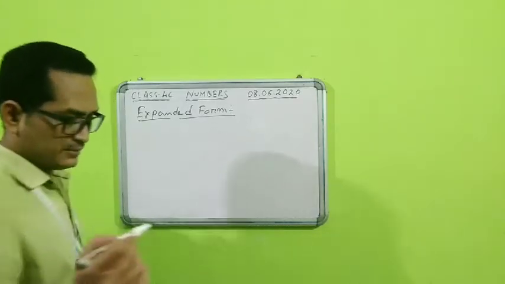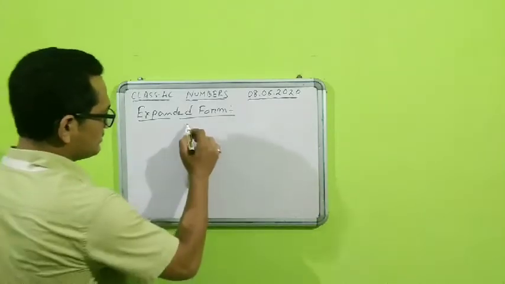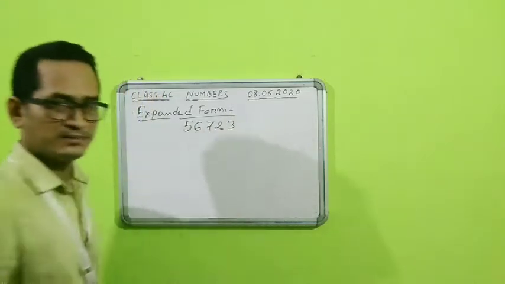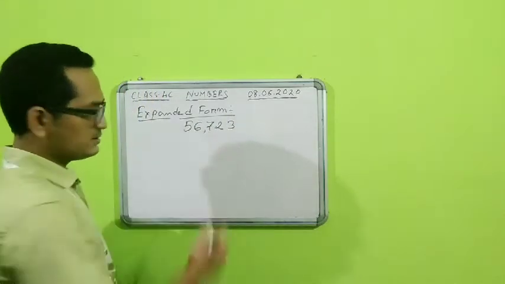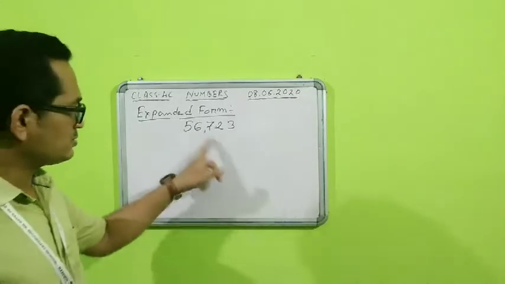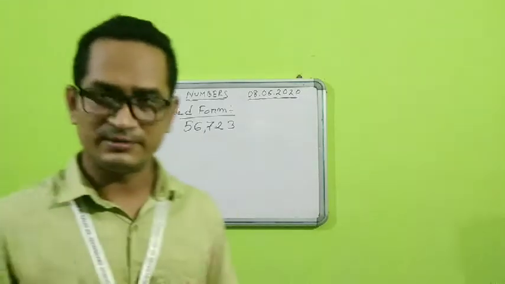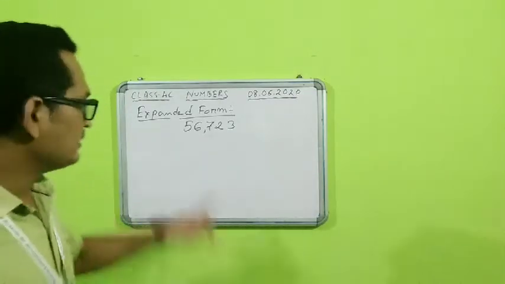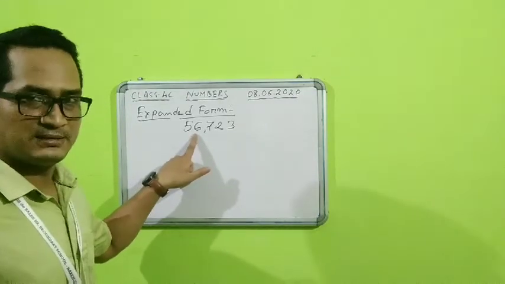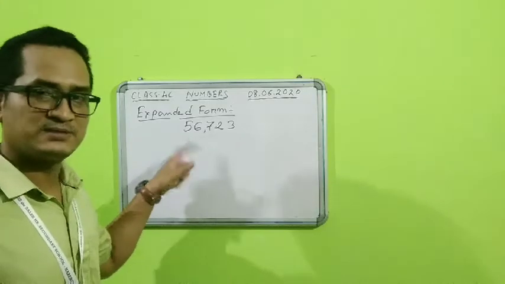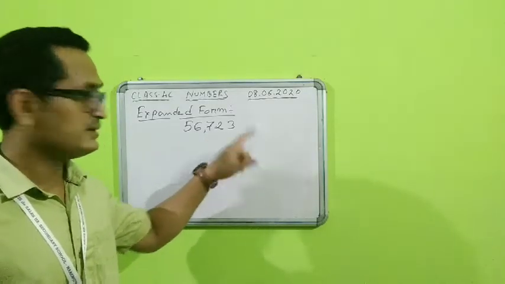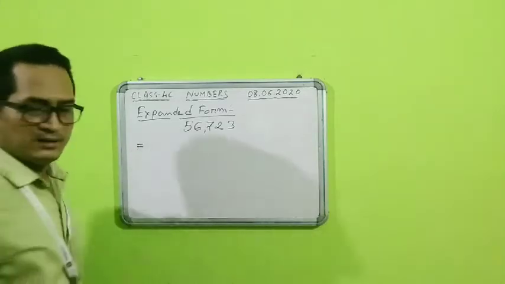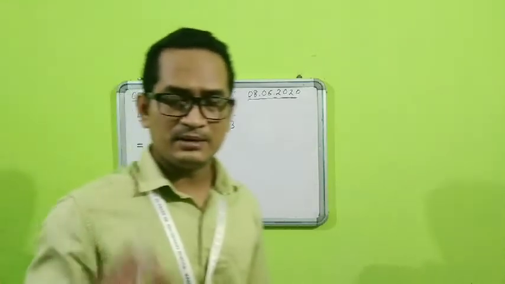Say if I take any 5 digit number, say this one. So I have to put a comma here since I already told you about the period. Students always put a comma whenever the comma is not given. After the 3 digits, put a comma so that it becomes easy to read immediately. So how much is it? 56. 56 is sitting in the thousands place. So it is 56,723.